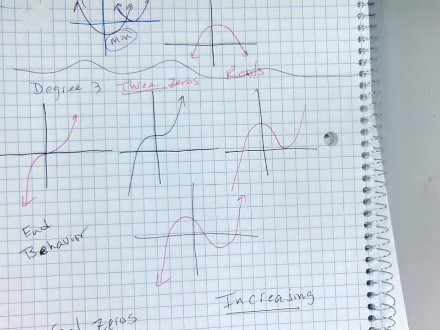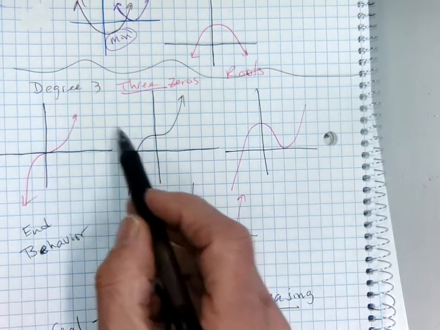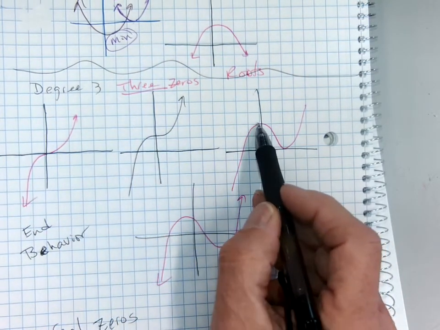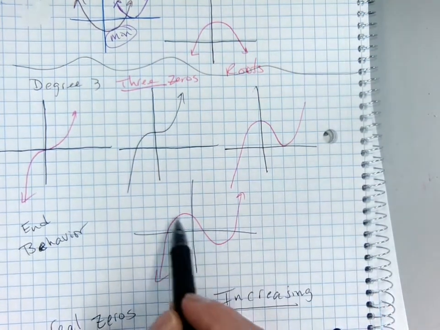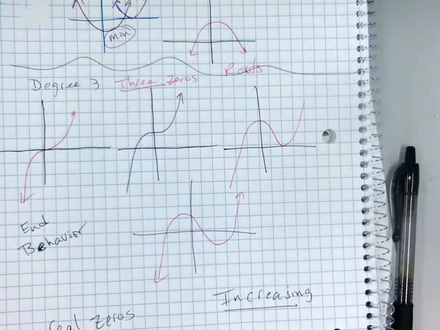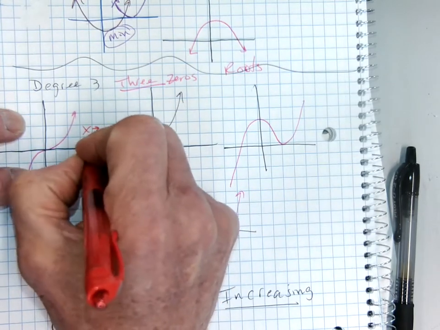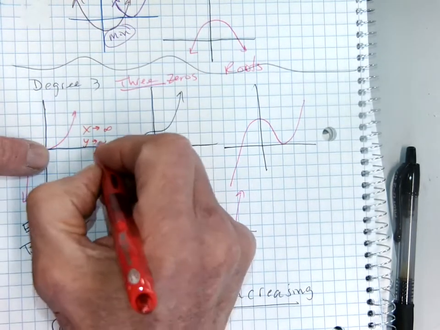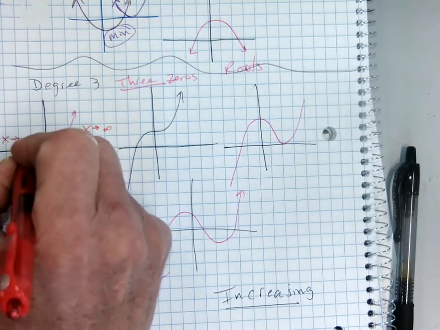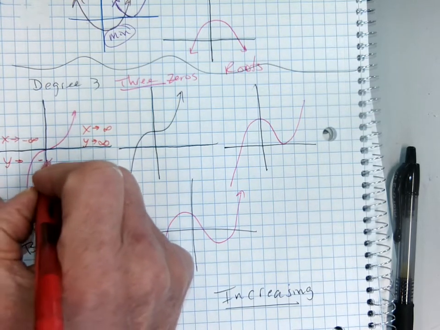Then we want to talk about extrema. With an x cubed you could have no extrema, because extrema is the top or bottom of a hill. This one has 2 extrema, a maximum and a minimum, okay? Now, end behavior. In this case, as x approaches infinity, y approaches infinity, and over here as x approaches negative infinity, y approaches negative infinity.